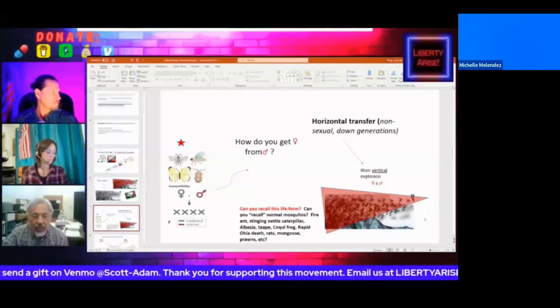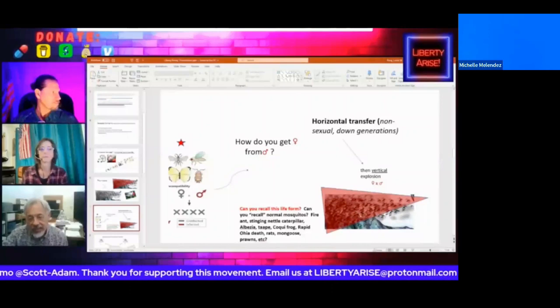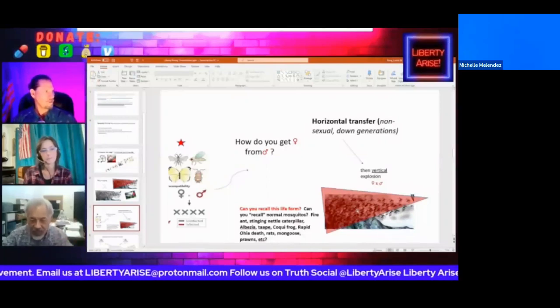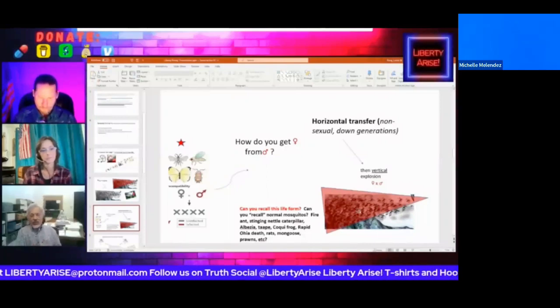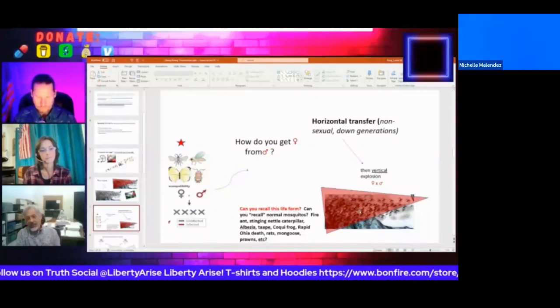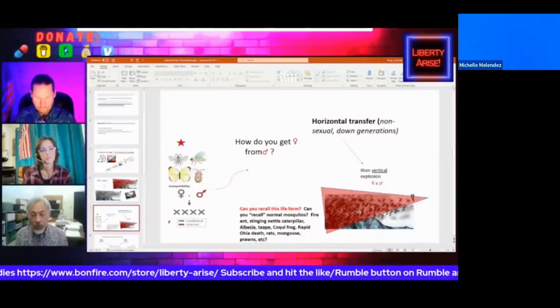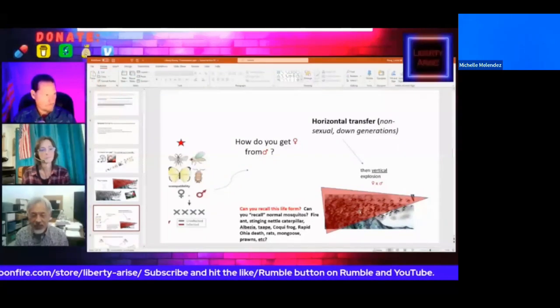First of all, if you're going to do that, can you recall this life form? Never mind how the mistake was made. Never mind who you blame. Can you fix this? Could you recall normal mosquitoes? Can you recall fire ant, stinging nettle caterpillar, albizia, ta'api, coqui frog, rapidoia, death, rats, mongoose, prawns? Can you recall life forms? Wolbachia is a life form. Happens to be very microscopic.